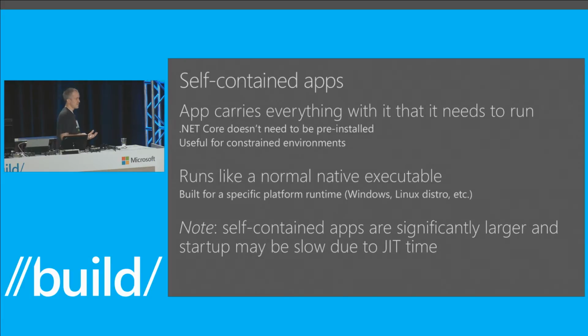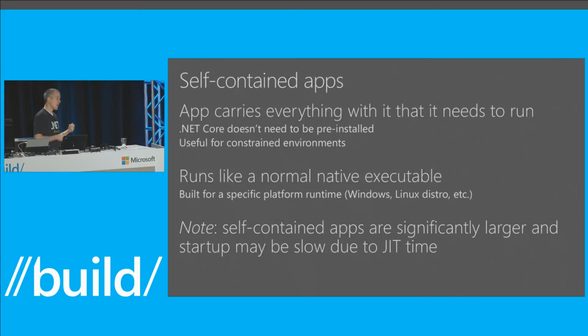The output of a publish for an app that's written like this is now a native executable, and it's now platform specific. You will build a Windows exe, or you'll build an executable that would run on a Mac or a Linux environment, and it just runs like a normal native exe.